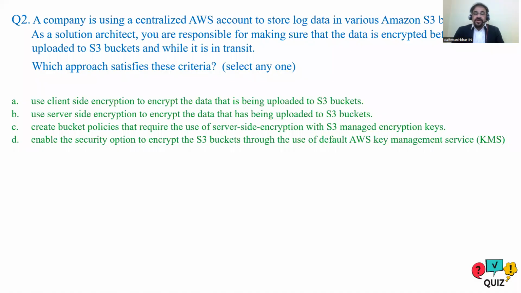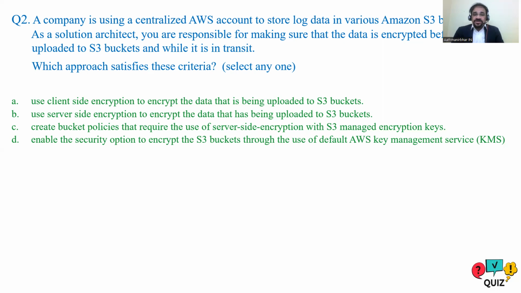Here is the second question. A company is using a centralized AWS account to store log data in various Amazon S3 buckets. As a solution architect, you are responsible for making sure that the data is encrypted before it is uploaded into the S3 bucket and also while it is in transit. That means the data should be encrypted before uploading, as well as while it is in transit. So which approach satisfies these 2 criteria?